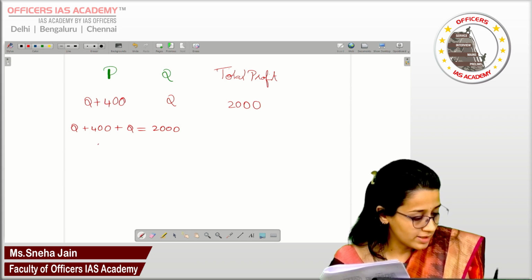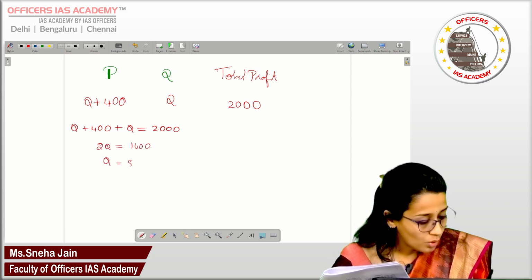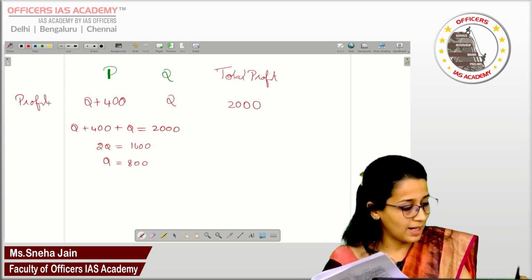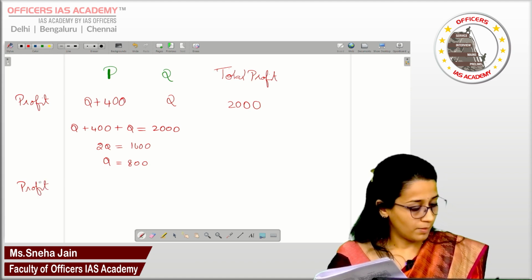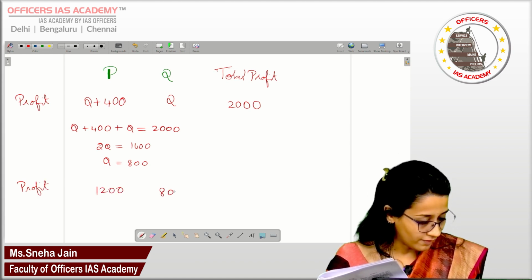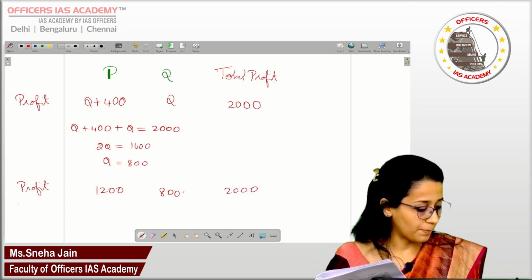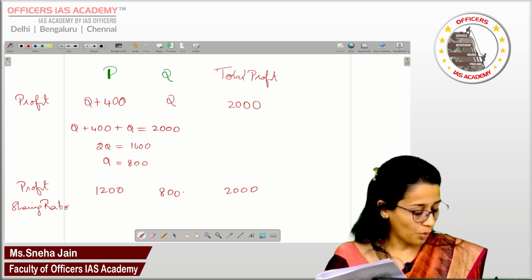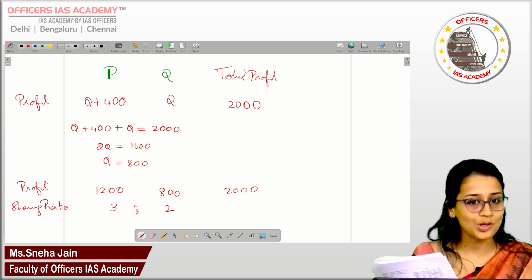Then 2Q is equal to 1600 and Q is 800. Which means the profit shared by P and Q, P is 1200 and Q is 800, and together they share 2000. Okay. So their profit sharing ratio would be 4 3s are, 4 2s are, 3:2. Is this clear so far?